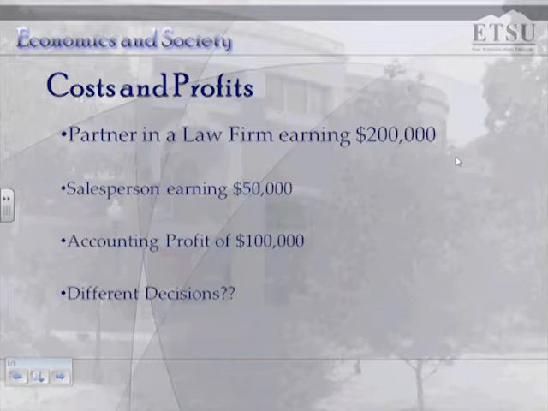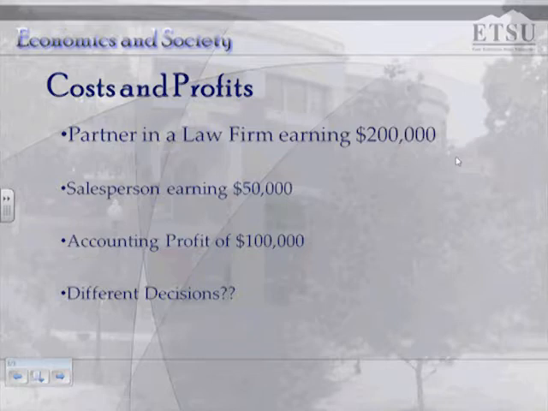So they each go back to their wives, and the salesperson goes back to his wife and says, guess what? I earned a profit of $100,000 in my restaurant. So I don't have to go back to being a salesperson. And this family is happy, right?